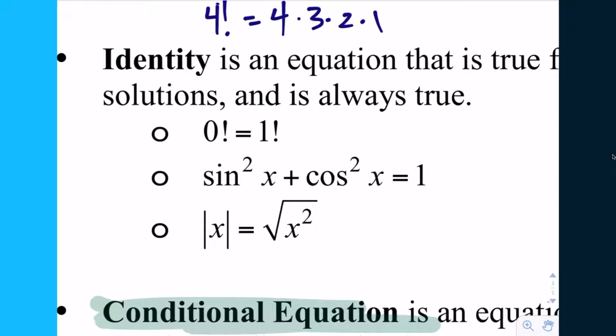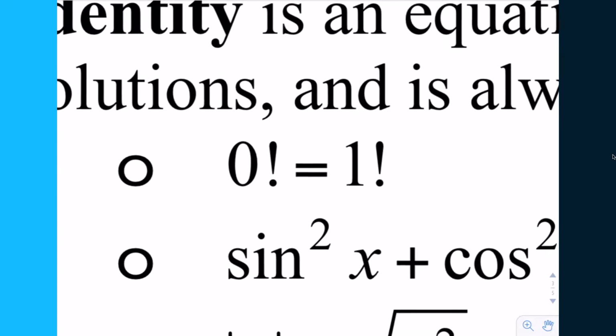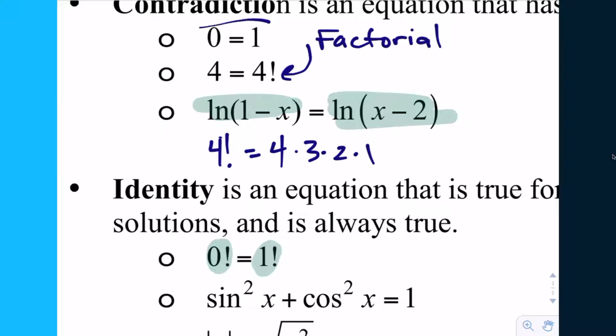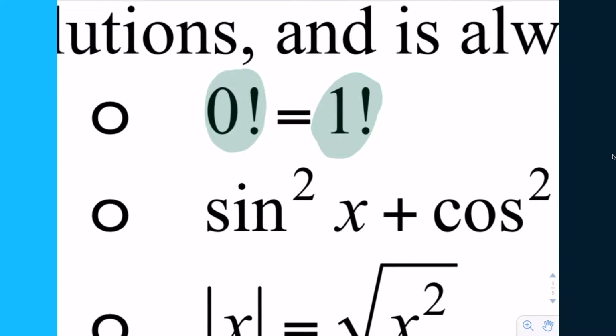All right, the opposite, if you want to think about it, to a contradiction is an identity. And we're going to be studying a lot of trigonometric identities later in the year. An identity is an equation that is always true. Always true. For instance, 0 equals 1. Now that's kind of weird, because notice 0 doesn't equal 1, but if you put enough oomph behind it, it would appear that they are.